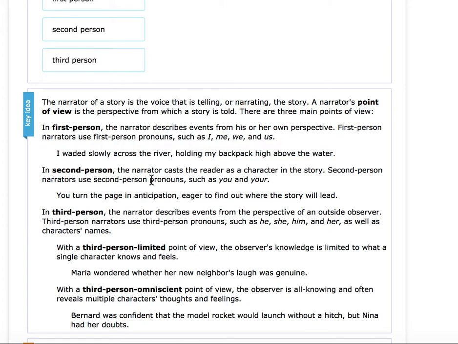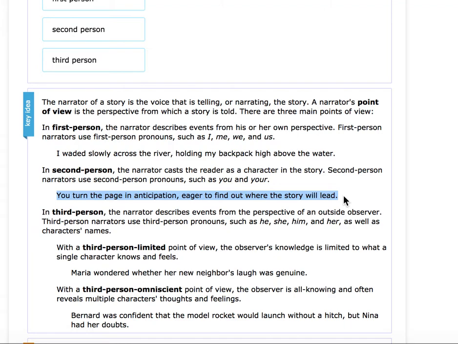Second person, the narrator casts the reader as a character in the story. Second-person narrators use second-person pronouns, like you and your. So remember that the reader is a character, right? You turn the page in anticipation, eager to find out where the story will lead. They're talking about you, the reader.